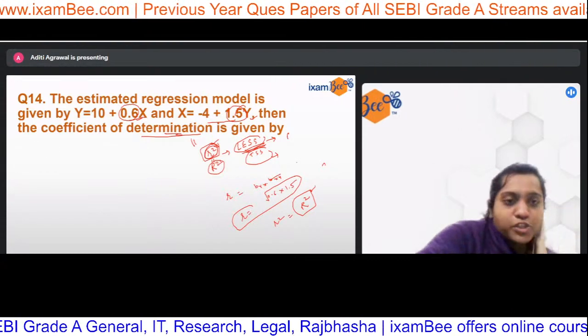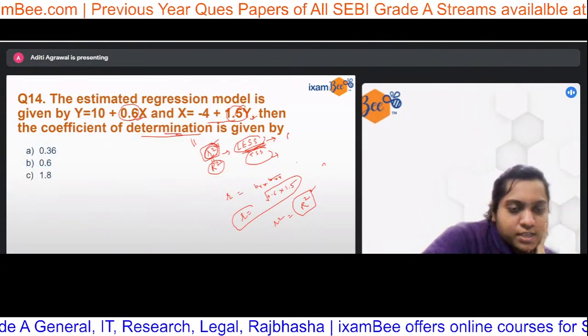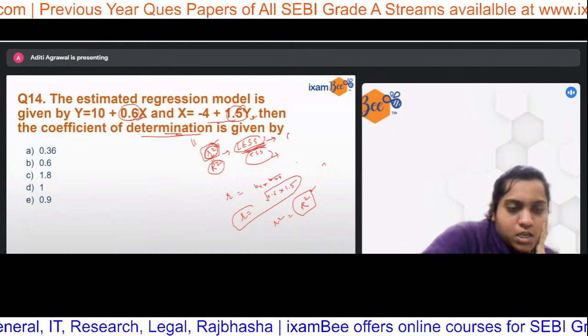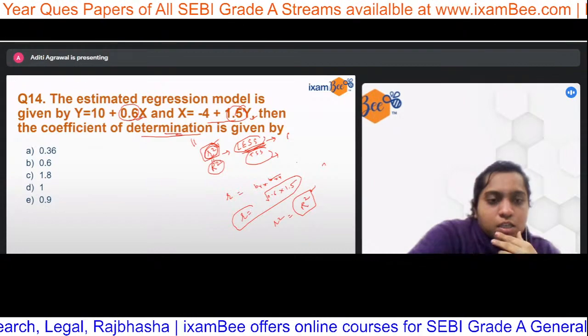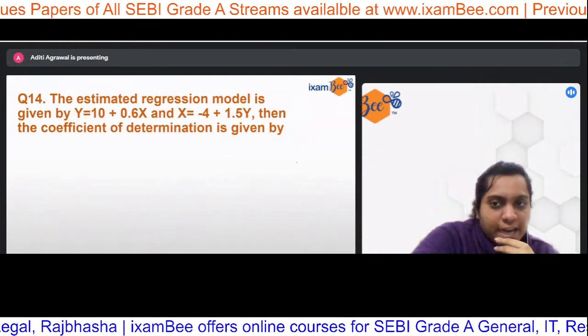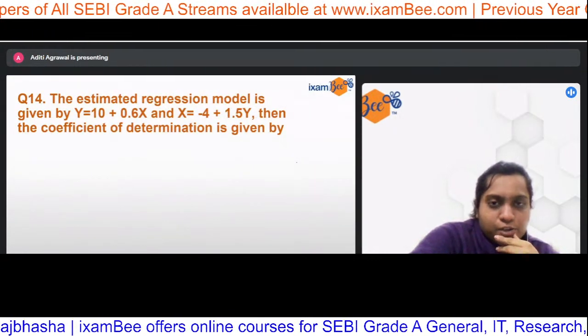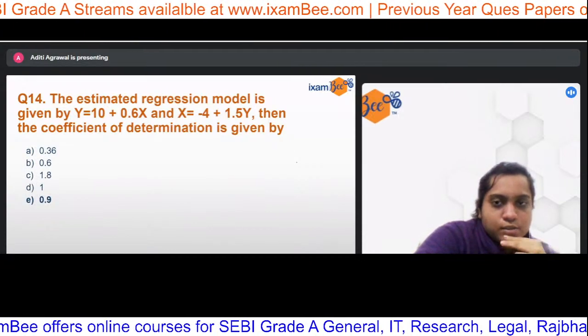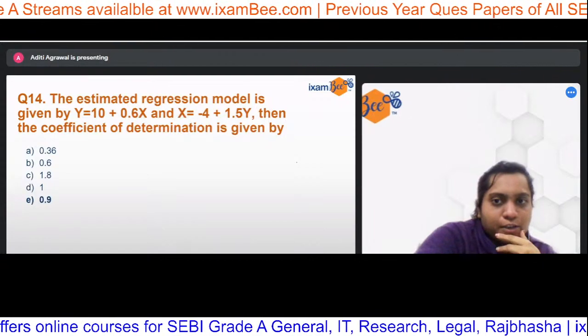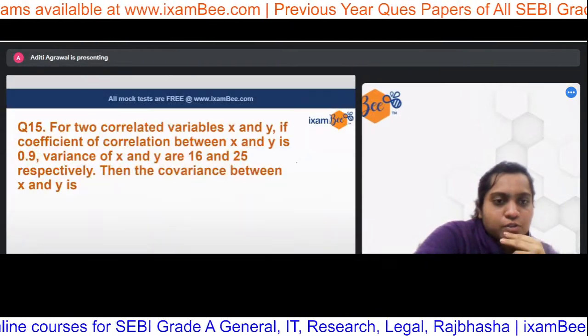So the options here are 0.36, 0.6, 1.8, 1, and 0.9, right? The correct option, when you put the values there and solve it, the correct answer that you get is 0.9. That is the value. Next question.